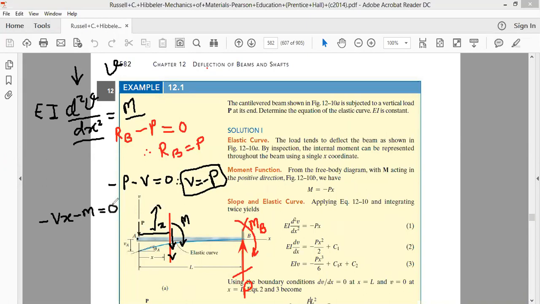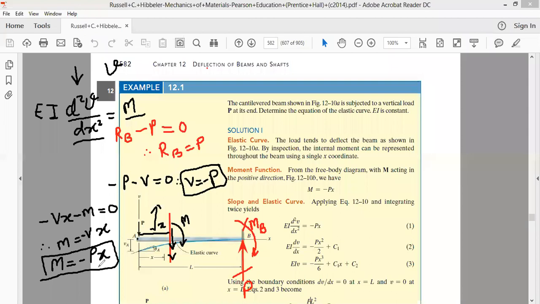For equilibrium, this has to be equal to 0. Therefore, M becomes equal to V into x, or with the sign, M will become equal to minus Vx. So as far as the bending moment of this cantilever beam is concerned, that's equal to minus Vx. As far as V is concerned, V is equal to P, so this will be minus P into x. This is the bending moment of this beam.